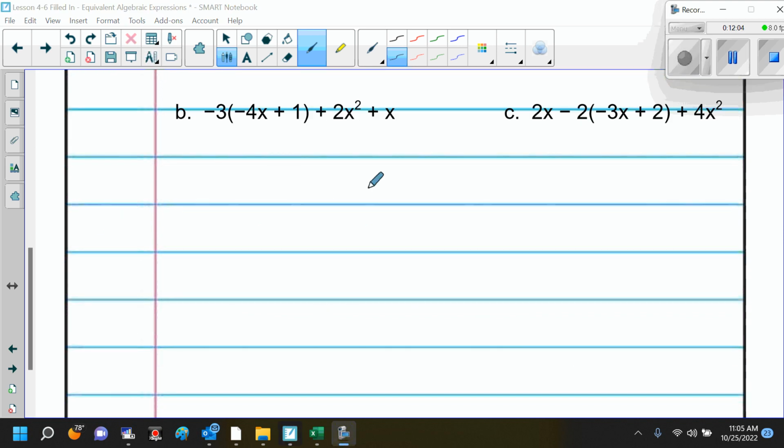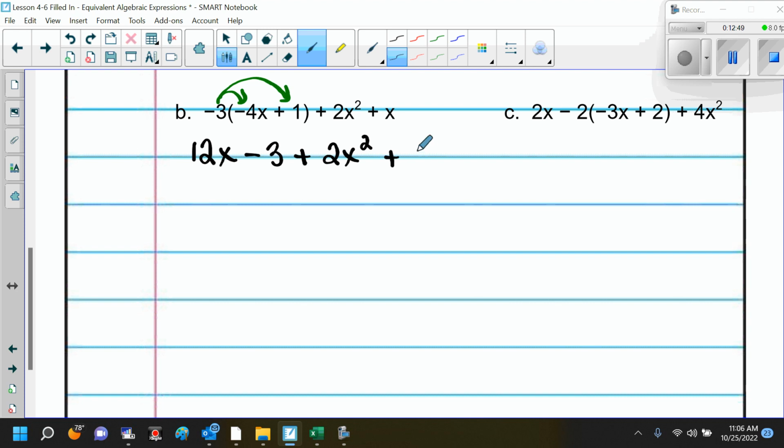So let's do letter B together. And again, the first thing you're going to do is your distributive property. First thing is your distributive property. So, negative 3 times negative 4x is what? Negative times a negative is a positive. So this is going to be a positive 12x. Now we have negative 3 times positive 1. Multiply. 3 times 1 is 3. So that's going to be a negative 3, plus 2x squared plus x.